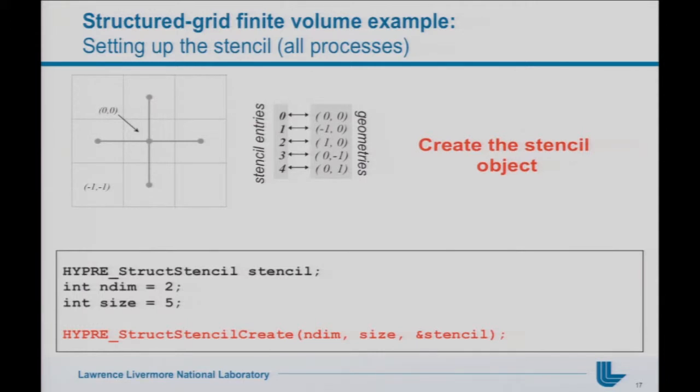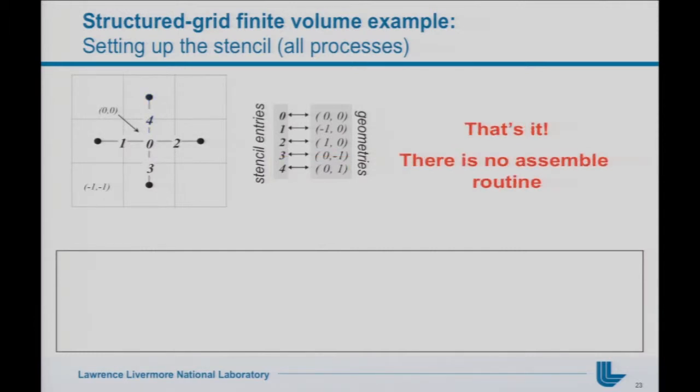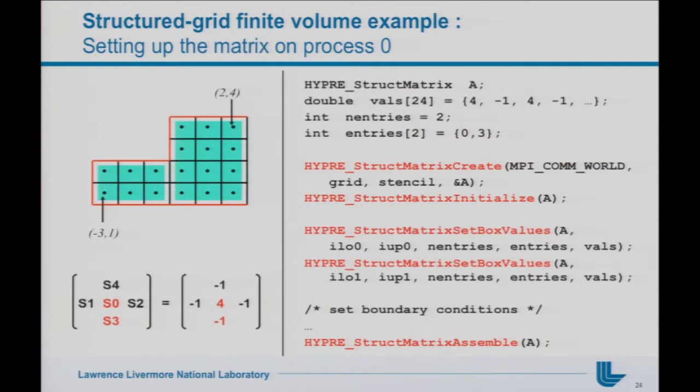Then we have the stencil. In this case, it's a 5-point discretization. Again, we have a create call. You tell it the number of dimensions and the size of the stencil, 5-point in this case. And then there are 5 calls to this set element call where you give it the entry number you're setting and an offset. So the center coefficient is 0, 0. Then you call it again. The west coefficient is -1, 0. East is 1, 0, et cetera. And that describes a geometrical shape for your stencil in your discretization on the grid. And that's it. There's no assemble routine for the stencil. So now I've got some structure information. I've got a grid and a stencil. Now I put it together to define a matrix.